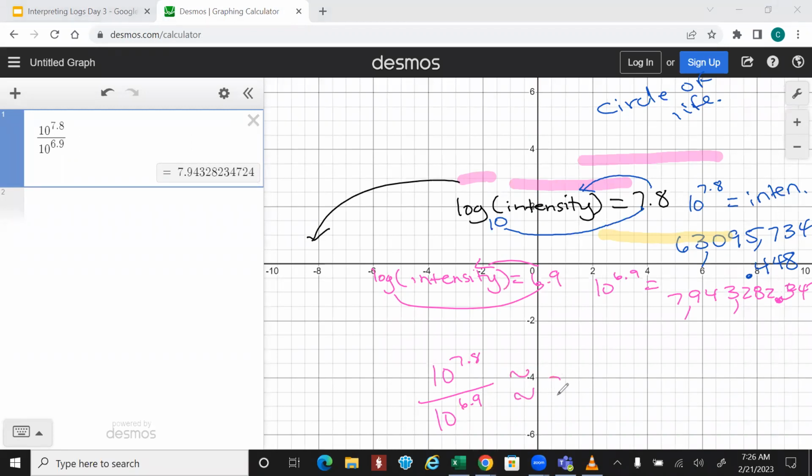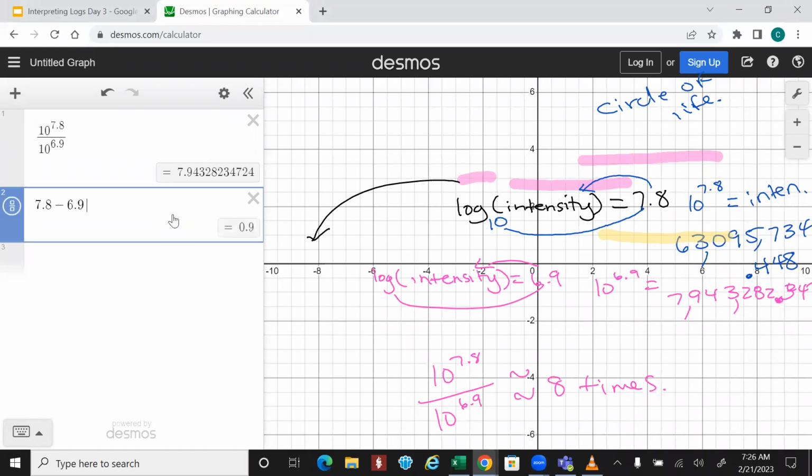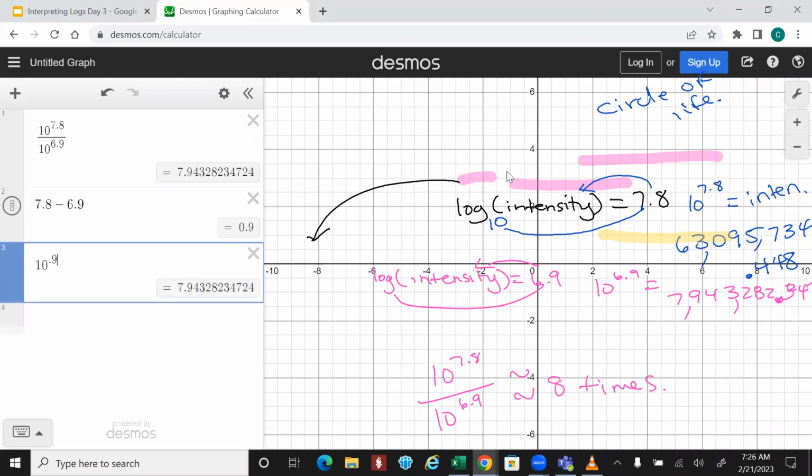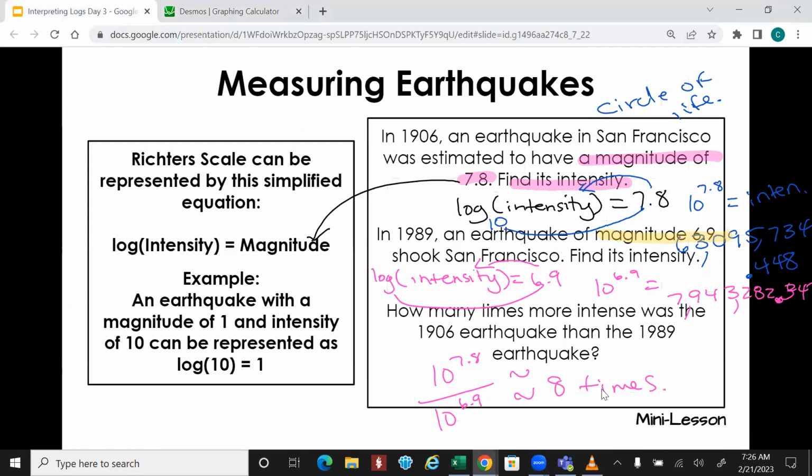So roughly 8 times more. Also, you could have done it this way. Remember our exponent rules, where if it has the same base, we subtract those exponents, and that would have given us 0.9. Well, if we did 10 to the 0.9, what is our number? 8, right? Or 7.9. Okay, so you could have done it that way as well.